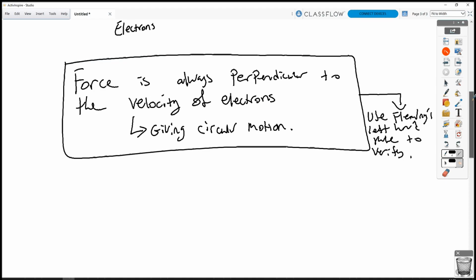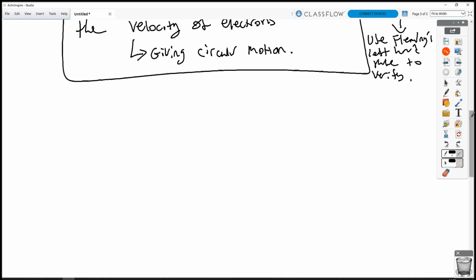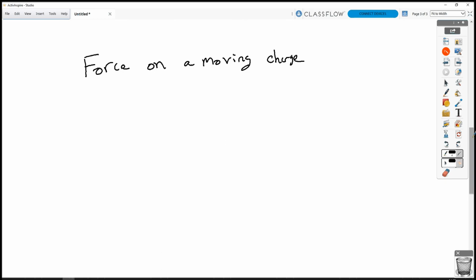So forces on moving charge. I'm going to give you an equation for this now. So force on a moving charge. Now this is important. The charge has to be moving. If a charge is stationary, magnetic fields do not affect them. Magnetic fields only affect moving charges. So force on a moving charge is given by BQV.